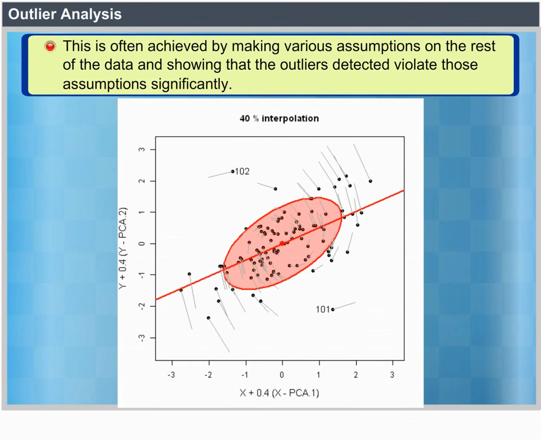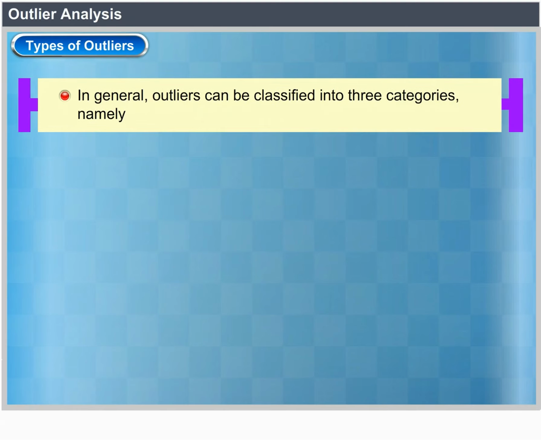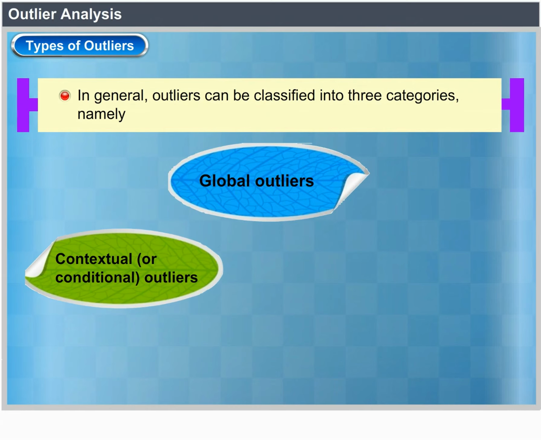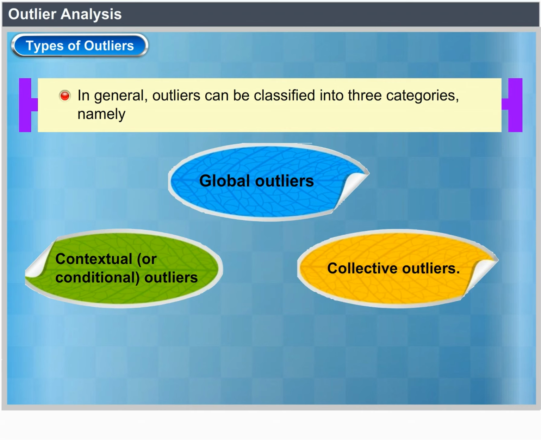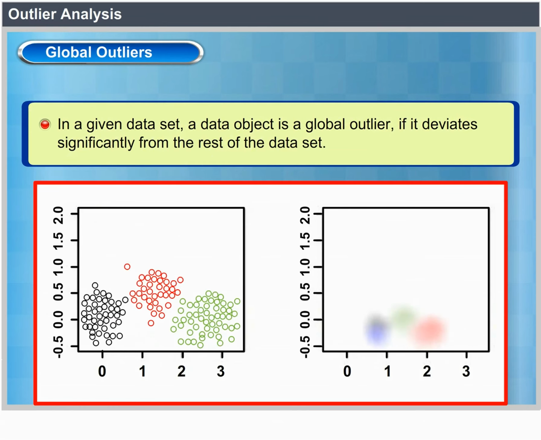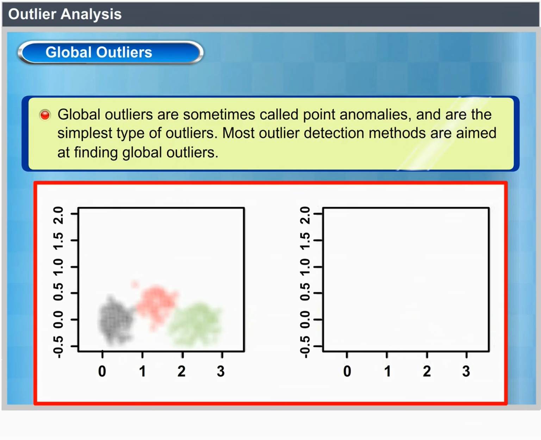Types of outliers. In general, outliers can be classified into three categories, namely global outliers, contextual or conditional outliers, and collective outliers. Let's examine each of these categories. Global outliers. In a given dataset, a data object is a global outlier if it deviates significantly from the rest of the dataset. Global outliers are sometimes called point anomalies and are the simplest type of outliers. Most outlier detection methods are aimed at finding global outliers.